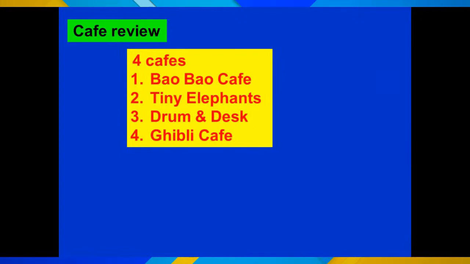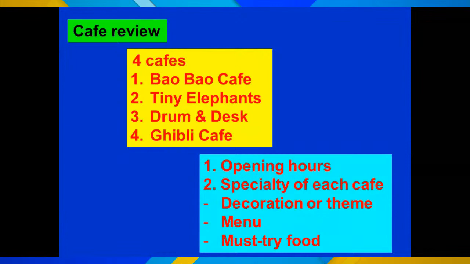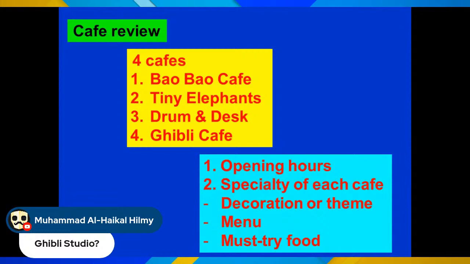Remember, they showed four cafes. First one is Bau Bau Cafe. Second, Tiny and Birds. Third, Drum and Desk. Fourth, Ghibli Cafe. And then what else? They provide information about opening hours. They tell us about the specialty of each cafe. They even tell about the decoration or the theme, the menu, must-try food. Those who are very familiar with Japanese animation should know this TV studio, right?